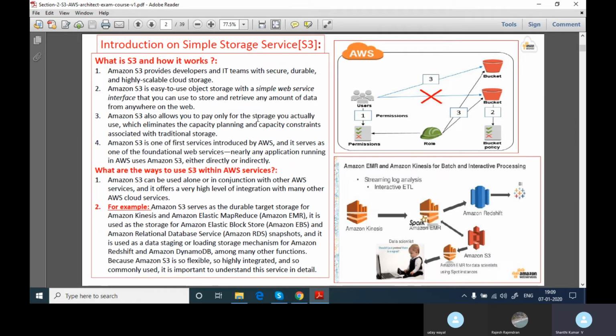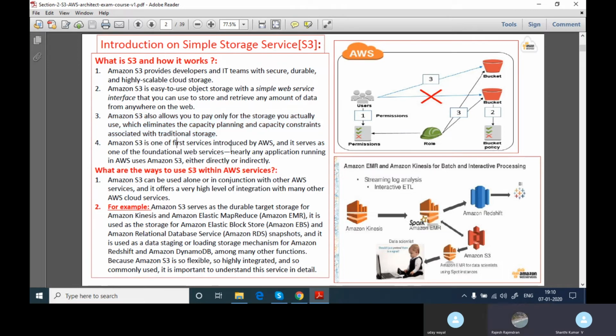S3 allows you to pay only for storage you actually use, which eliminates the capacity planning and capacity constraints associated with traditional storage. In traditional storage, we used to have a lot of networks, lot of servers, storage units, storage devices, all that establishment for storage of the files. Even network drives also used to be separate for different project teams in the IT organization. So those all are not required now.